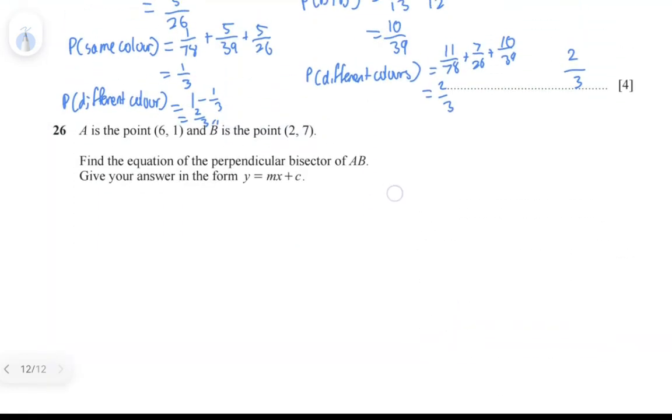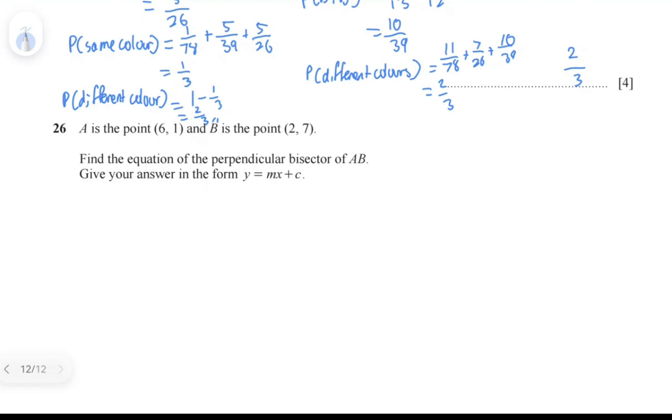Now, looking at the final question, question 26, we are trying to find the perpendicular bisector of AB. So let's just sketch this out quickly. We know that A is 6, 1, B is 2, 7.